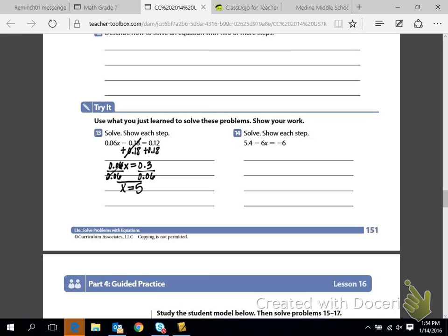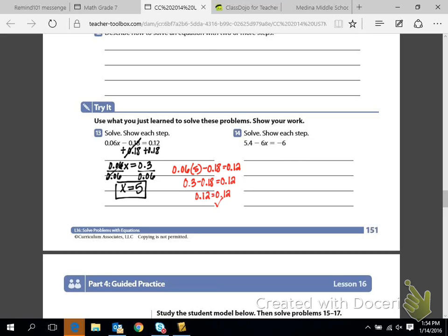Math is unique. You always have the ability to know whether you are correct. So in order to check your answer, take your answer and replace it for the variable in the original problem. So 0.06 times 5 minus 0.18 should equal 0.12 if we're correct. When we multiply 6/100ths times 5, we come up with 3/10. And 3/10 minus 18/100ths should equal 12/100ths. And when you subtract 3/10 and 18/100ths, you do come up with 12/100ths. Therefore, because we have equal numbers, we are correct.